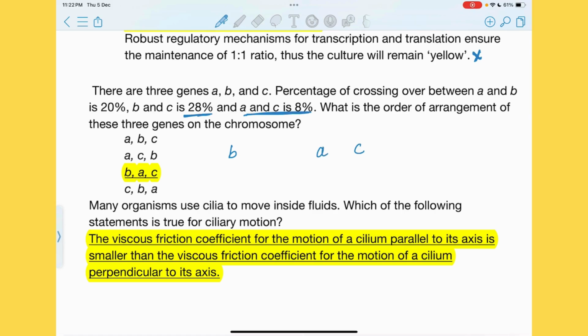So there could be A and C. We see that the distance between B and A should be 20%, and there is 20%. A and C should be 8%, and B and C should be 28%. So this satisfies our arrangement. The correct option is option number 3, B, A and C.